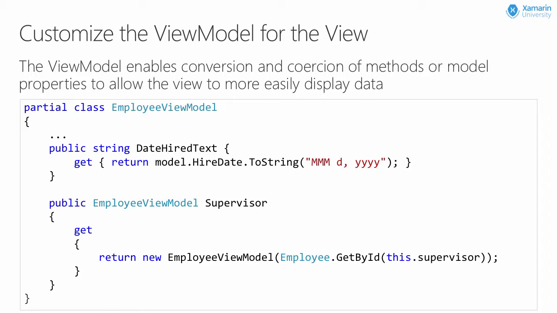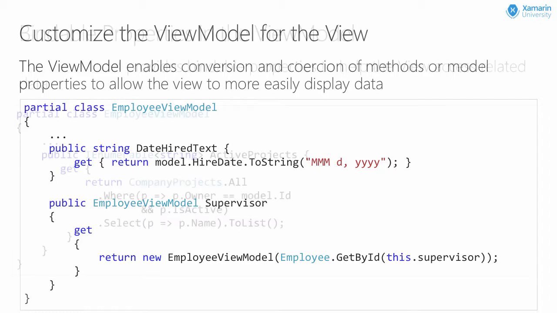In addition, we can convert non-bindable things to properties that the view can actually use. For example, here we provide a supervisor property, which returns a loaded view model of the supervisor based on the integer identifier. This would allow the view to display information about the supervisor beyond just the numeric identifier, maybe their name or their department. Again, this makes the job of binding this information to the UI super easy because we have a nice intermediary in the form of the view model.